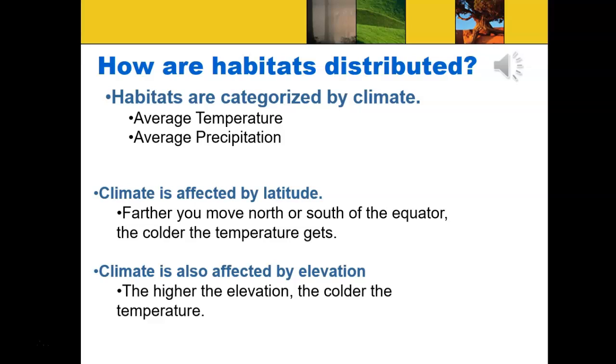Climate is also affected by elevation. So the higher up you go, the colder the temperature, and again, that's going to support different kinds of species than it does at the bottom of a mountain. So when you climb up the Rocky Mountains, the living things found at the bottom are different than the living things that are found at the top, because climate changes, meaning that certain organisms can survive and certain ones cannot.